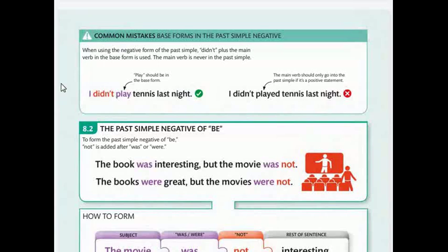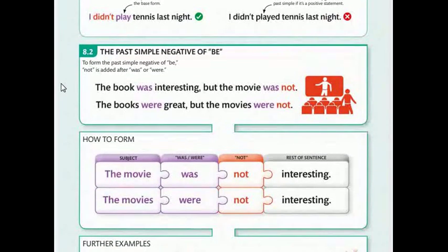Next one. 8.2. The past simple negative of to be. To form the past simple negative of to be, not is added afterwards. For example, the book was interesting but the movie wasn't. The books were great but the movies were not.